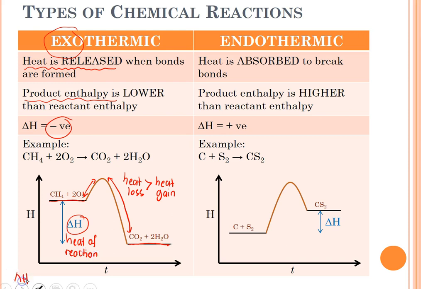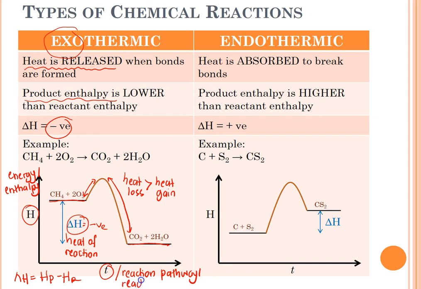Delta H is solved based on enthalpy of product minus the enthalpy of reactant. And based on this calculation, the delta H of an exothermic reaction would be a negative value. The y-axis of an energy profile diagram will be labeled as energy or enthalpy, where the x-axis could be labeled as time, or reaction pathway, or reaction coordinate.